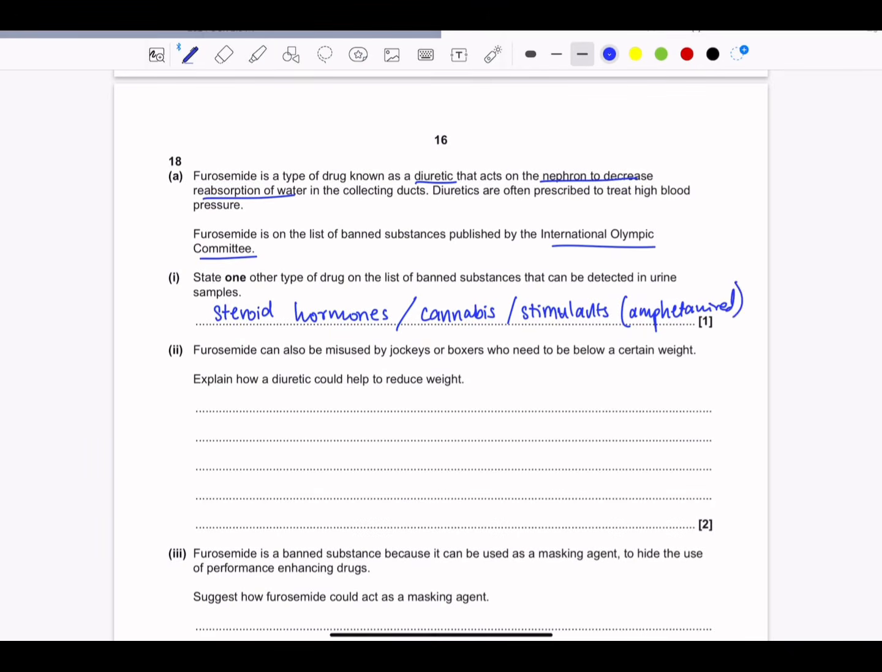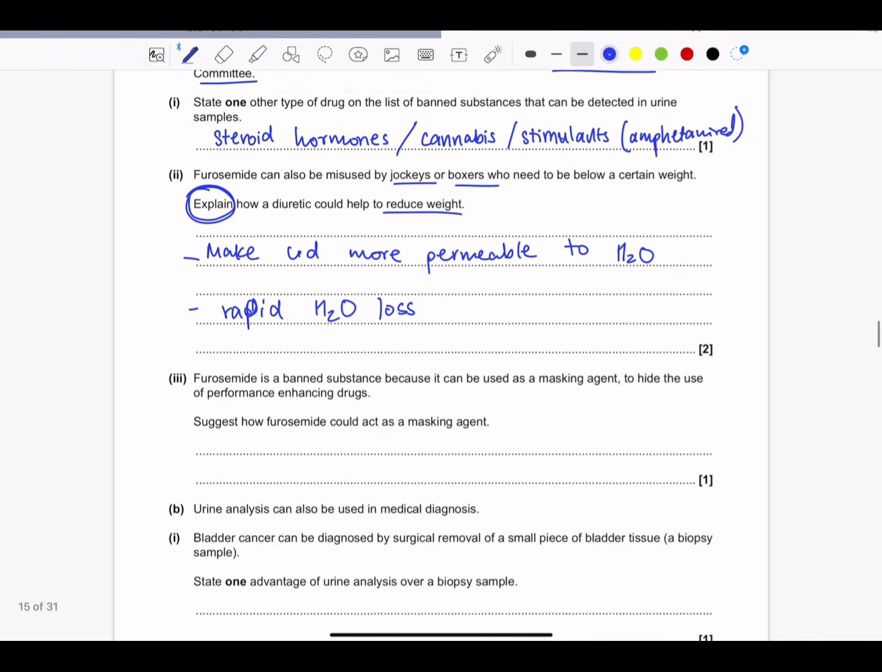Right, the next question is, furosemide can also be misused by jockeys or boxers who need to be below a certain weight. Explain how diuretic could help reduce weight. So diuretics cause you to want to urinate more. So by losing lots of water, that would decrease body mass. But the question is mainly to explain how. So what furosemide would do is to make the collecting duct more permeable to water. And as a result, there's going to be rapid water loss, and as a result, less weight.